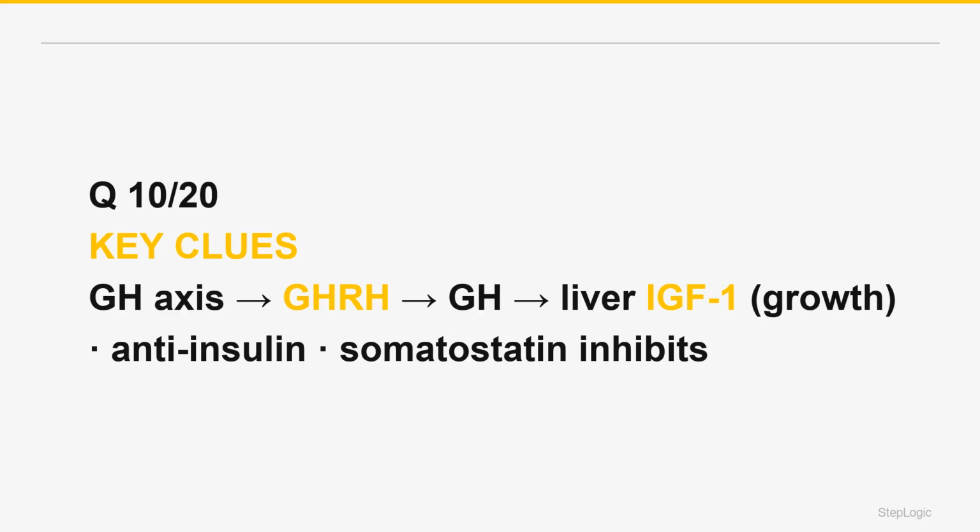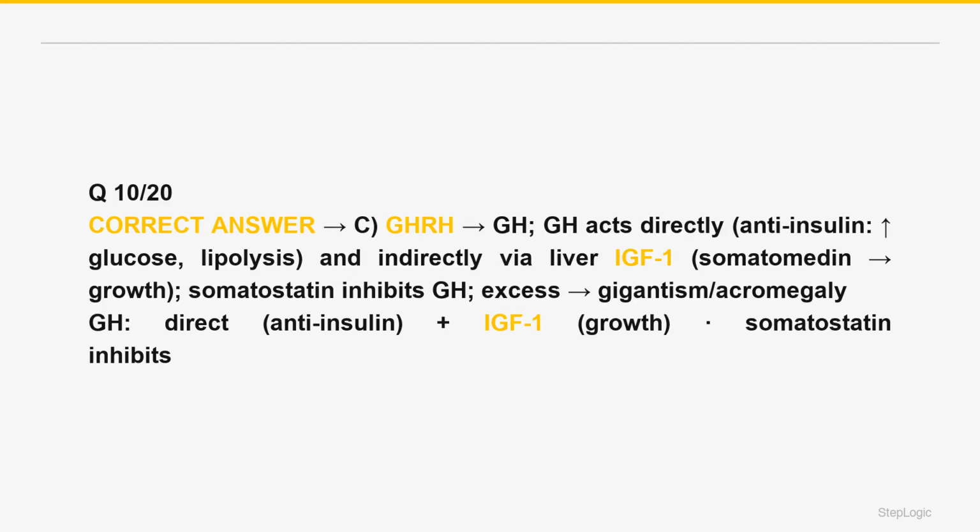The growth hormone, or IGF-1 axis, controls body growth and metabolism. The hypothalamus releases GHRH, growth hormone-releasing hormone, which stimulates the anterior pituitary somatotrophs to secrete growth hormone, GH, or somatotropin. Somatostatin from the hypothalamus inhibits GH release. GH is released in pulses, highest during deep sleep and stimulated by exercise, hypoglycemia, and stress. The correct answer is C.